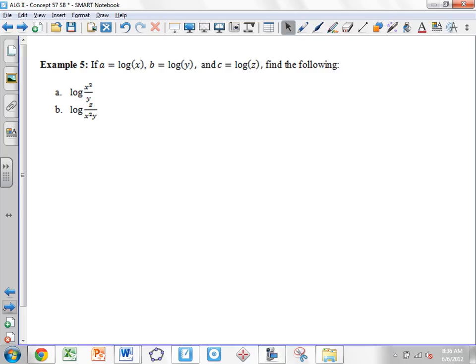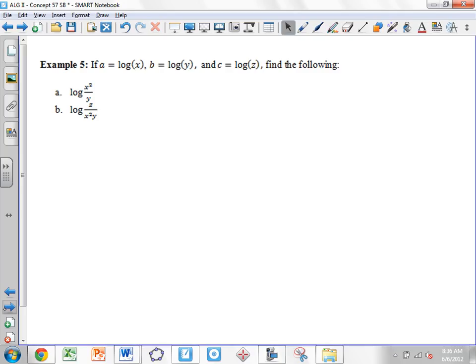Earlier, we were given the definition of a log with a number. We were told log base 4 of 3 was equal to 0.792, and log base 4 of 7 was equal to 1.404. Now, instead of being given a numerical value, we are given a variable expression.